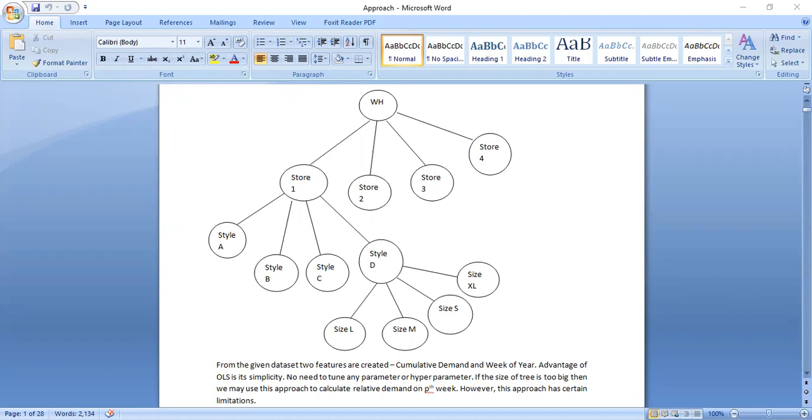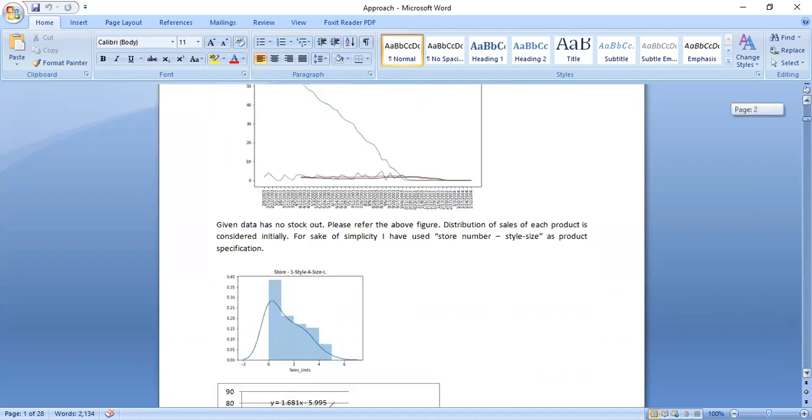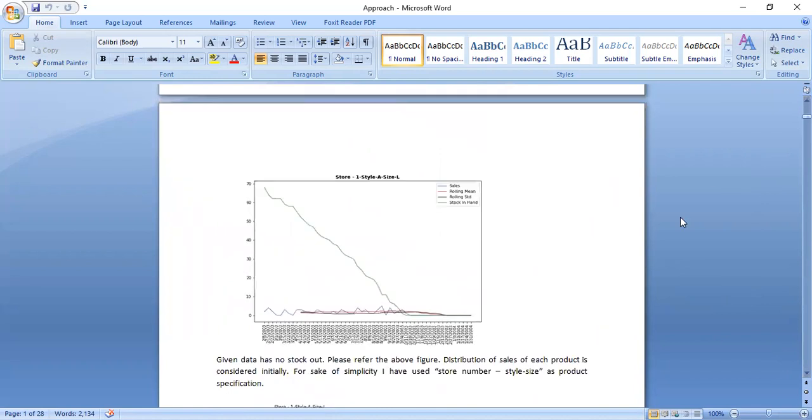Now, what I did basically is I tried my level best to develop a simple approach. You can check on the top I have mentioned the store number, style A, size L, and from the given data I tried to plot some lines. The green color is stock on hand, the blue color is the sales, and at the same time I showed the rolling mean and the rolling standard deviation.